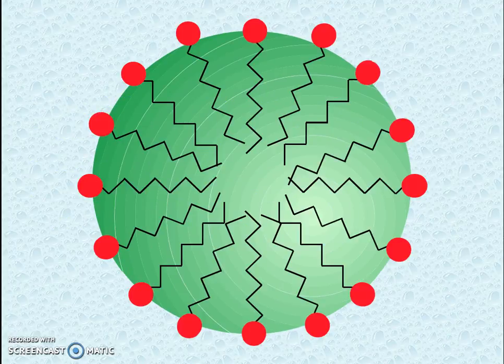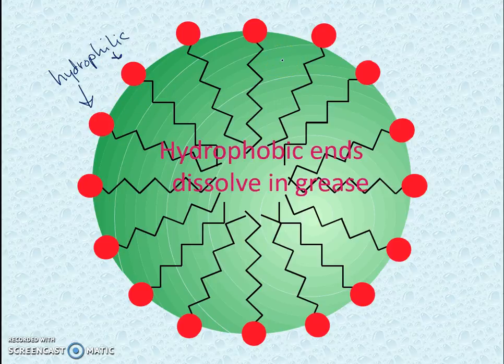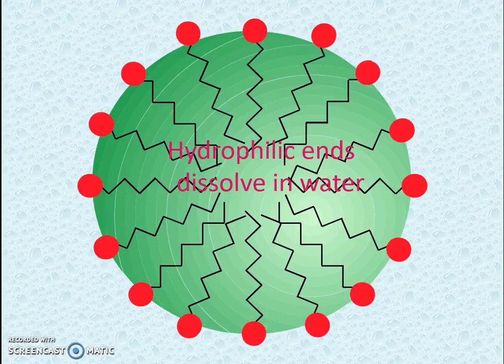Okay, well, here we have the grease and the soap. The soap has a hydrophobic end and a hydrophilic end. This is the hydrophilic end because it is water loving, and this would be the hydrophobic end. The hydrophobic ends pull in together and dissolve the grease, and they make kind of like a big old circle. The hydrophilic ends dissolve in water.